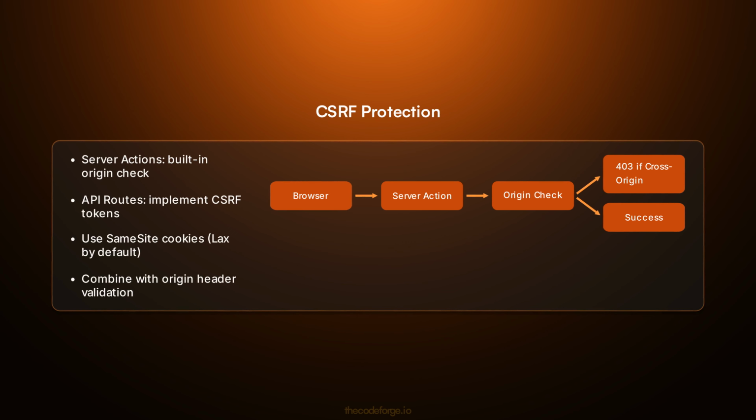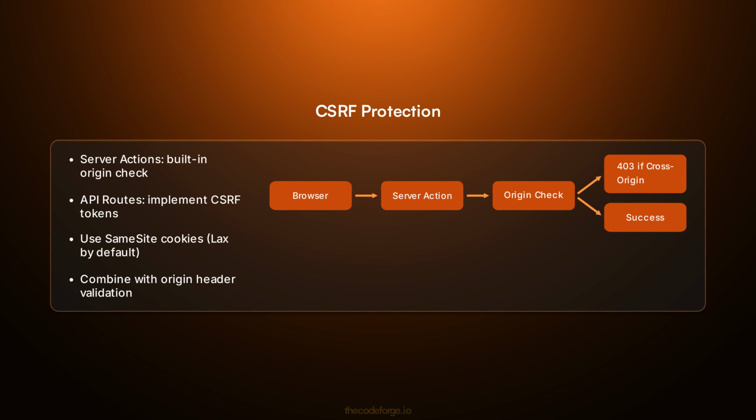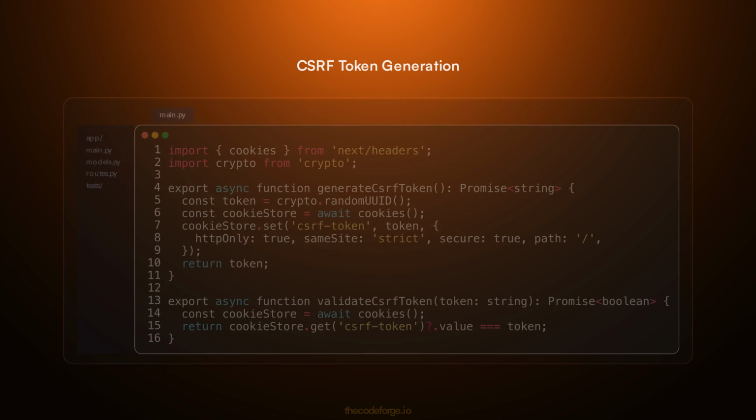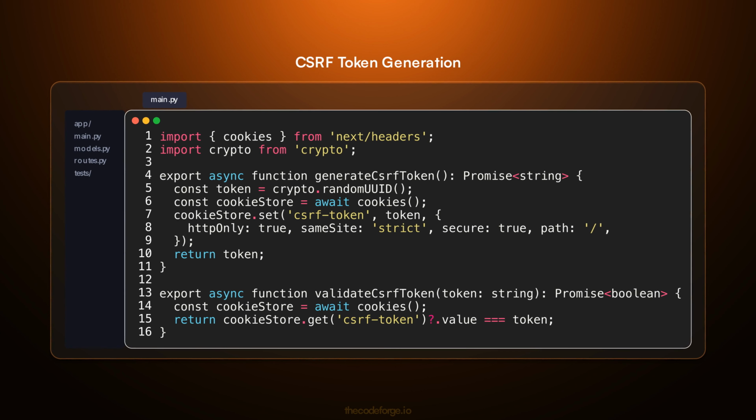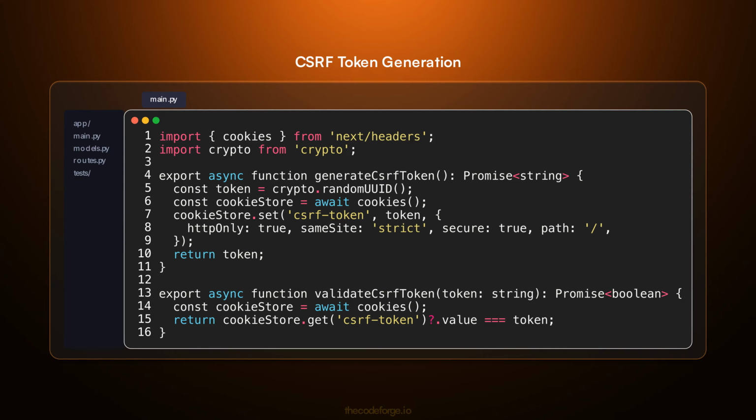Next.js 16 provides built-in CSRF protection for server actions through the SameSite cookie attribute and the origin check. For API routes, you must implement CSRF protection yourself using tokens. For API routes, implement CSRF token generation and validation. The server generates a token, sets it as an HTTP-only cookie, and validates it on subsequent state-changing requests.